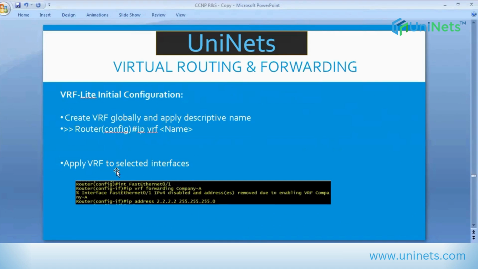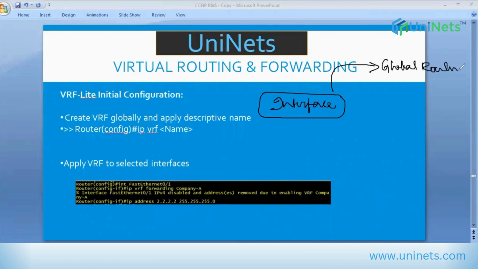Now we need to apply the VRF to selected interfaces. What does this mean? We need to make interfaces part of that particular routing table. By default, whatever interface or IP address you configure will be stored in the global routing table. This is because the interfaces you attach to the router are by default part of the global routing table.